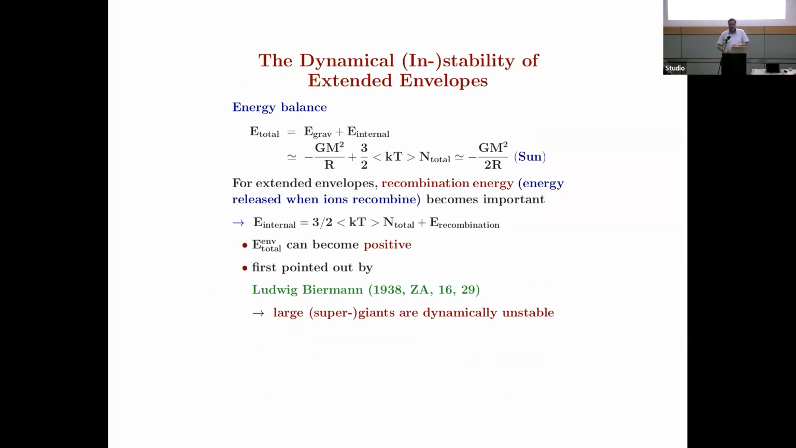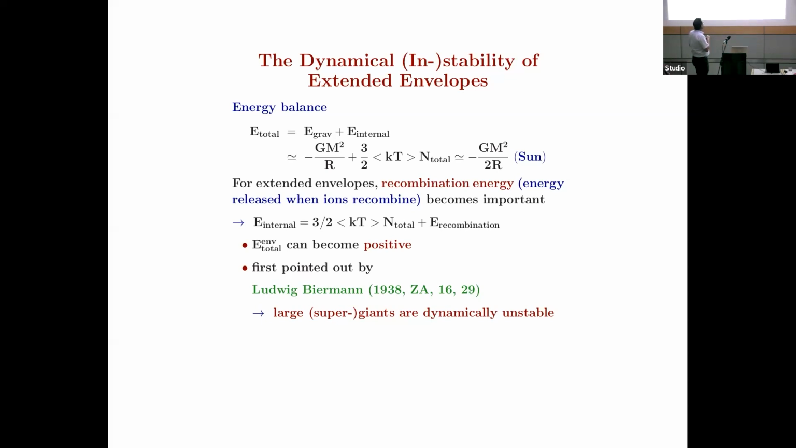Now I want to talk a little about the stability of stars. You can look at the energy balance of a star. There are two main energy sources in a star like the sun. There's the gravitational potential energy that keeps the star together, and we can roughly estimate that it's roughly minus GM squared over R times some factor of order unity. You also have the internal energy, mostly thermal energy, that provides the thermal pressure.